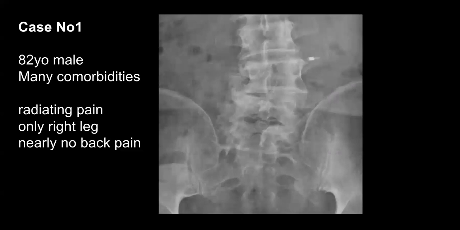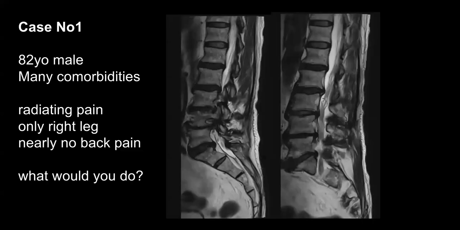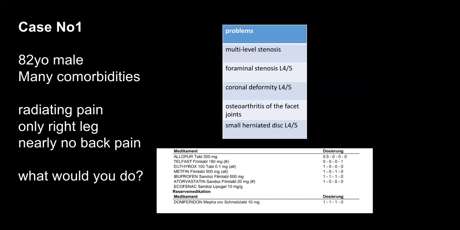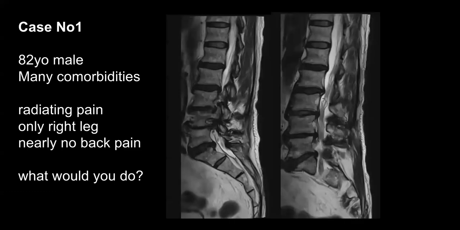This is a little bit of a close-up view. And I'm just asking you, what would you do? I think we have several options. Multi-level stenosis for sure on the MRI, but maybe it's only a foraminal stenosis. Do we have to treat the coronal deformity? There's a lot of osteoarthritis in the facet joints as well. Small herniated disc L45. I show you again here. You can see on the right side a little bit. The disc material is extruded from L45 and is going caudally.